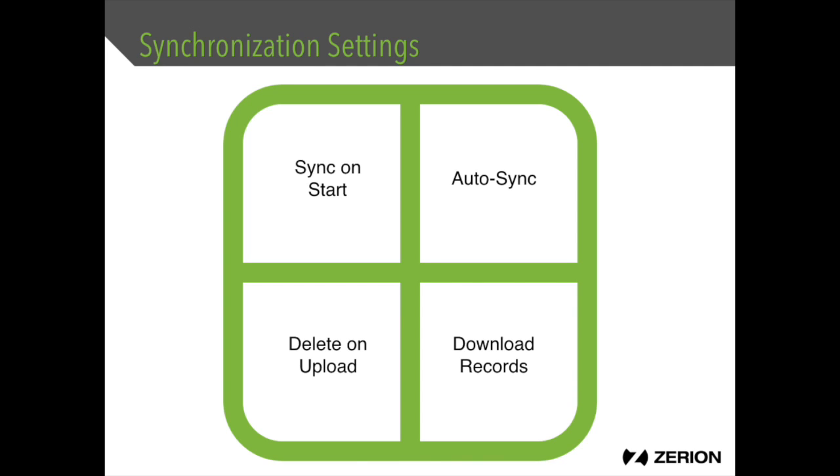And finally, the last setting is going to be download records. If this is enabled, then that device will allow the user to download records that have been assigned to that user specifically. So if this is disabled, then even if a user has a record assigned to them, that device will be unable to download it.